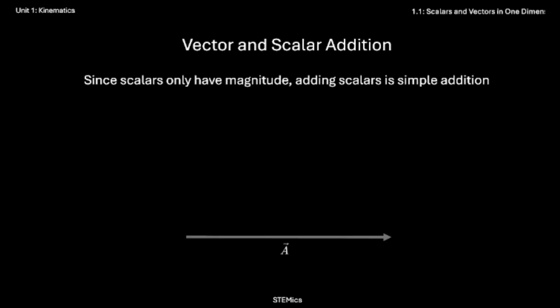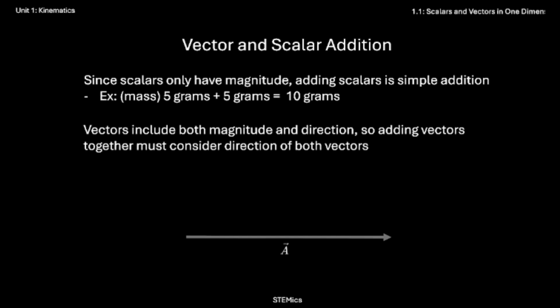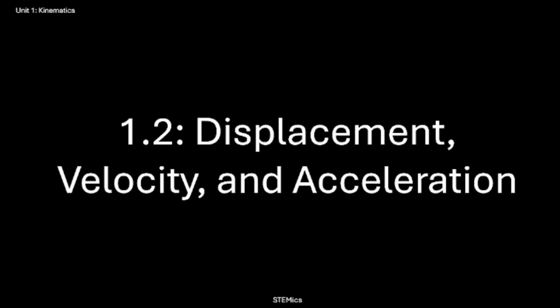And now let's talk about scalar and vector addition. Since scalars only have magnitude, adding scalars is just simple addition. So let's say you add mass, 5 grams plus 5 grams is 10 grams, right? Pretty simple. But vectors include both magnitude and direction, so adding vectors also must consider the direction of both vectors. So let's say you're adding vector A to vector B. The final resultant vector is, remember, tip to tail vector addition. It's the tail of vector A to the tip of vector B. So you have this final vector here, vector A plus B.